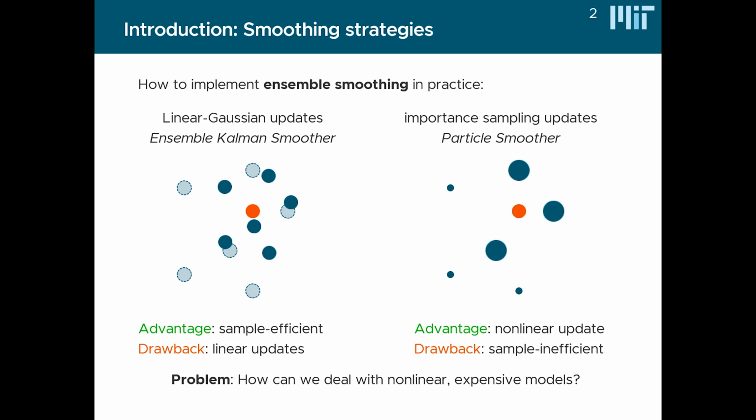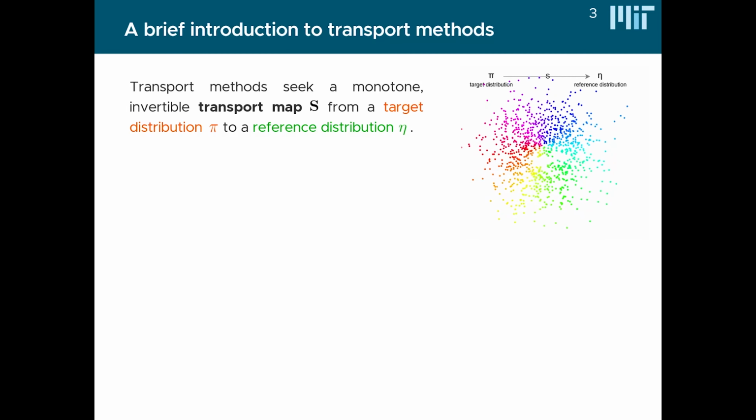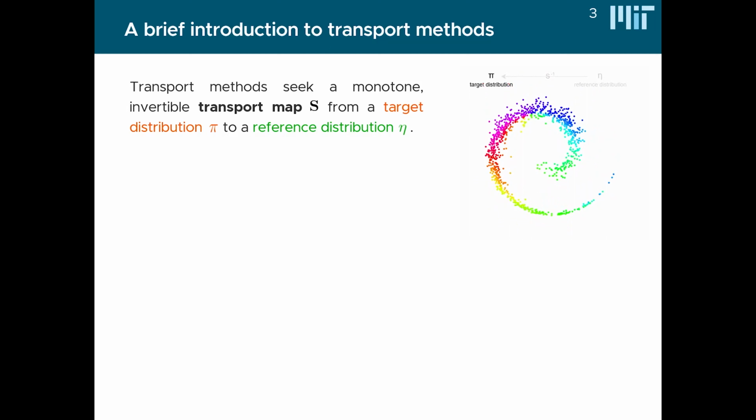So in search of a free lunch, or at least a compromise solution, in this talk I want to advocate for transport methods as a potential third option. If you've never heard of transport methods, here's a very brief introduction. Fundamentally, transport methods seek a monotone and thus invertible function S, which takes us from a complicated target distribution pi, which you might only know through samples, to a much simpler reference distribution eta, often a standard Gaussian. In practice, we have samples from a complicated target, and we want to find a function which transforms these samples into samples from a standard Gaussian. And because the map is monotone, we can also invert it and apply it backwards, converting samples from a standard Gaussian into samples from a target distribution.